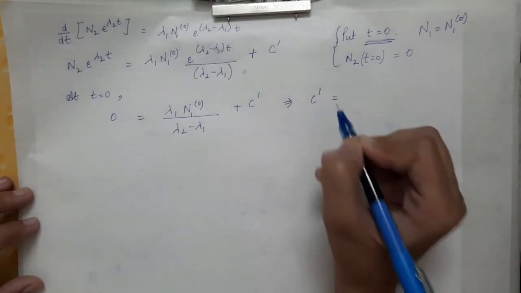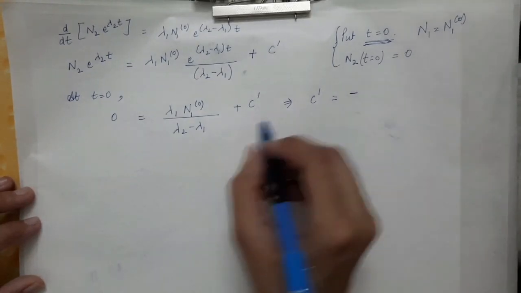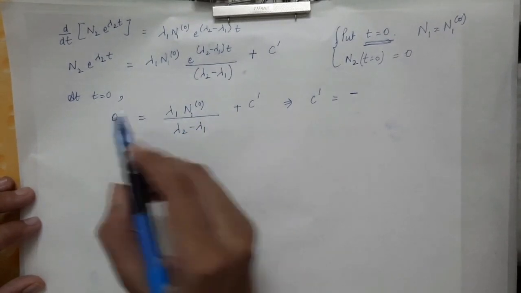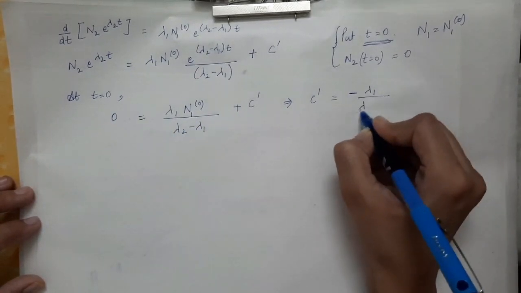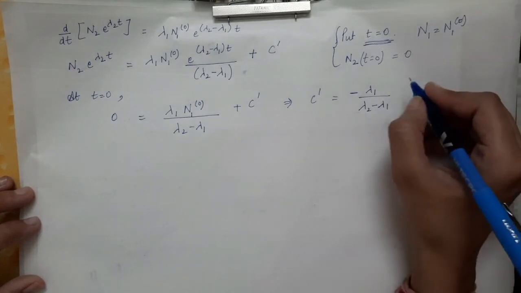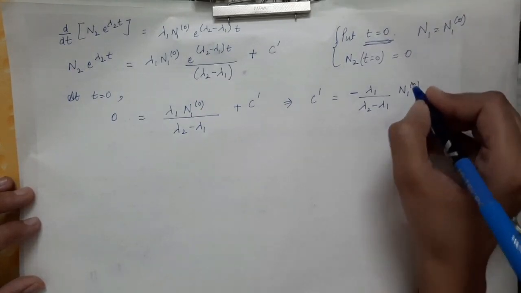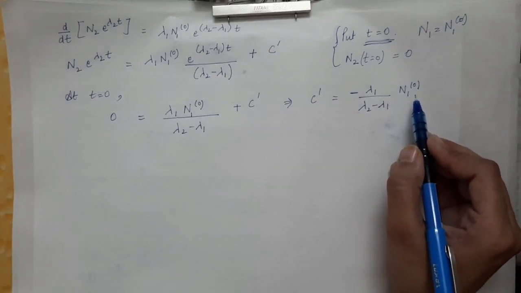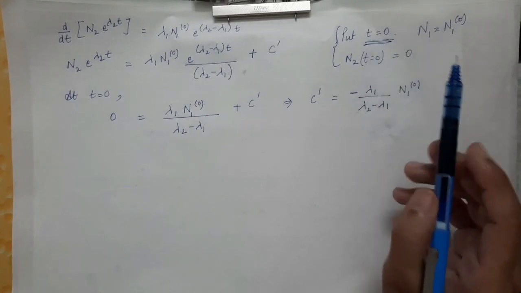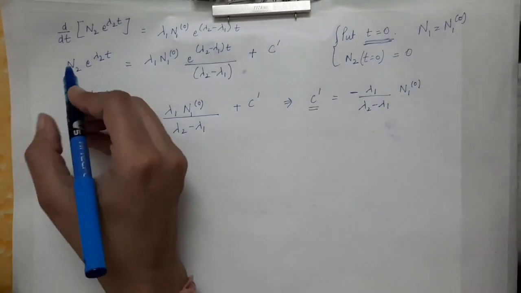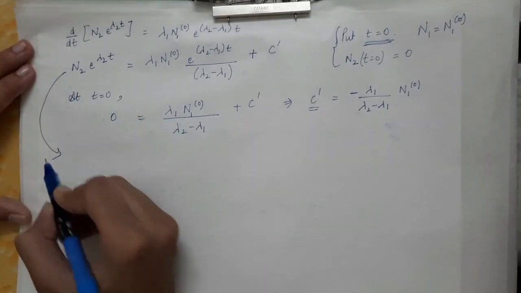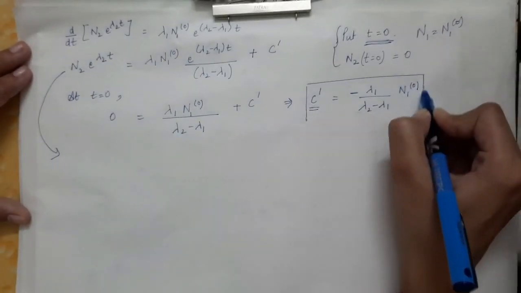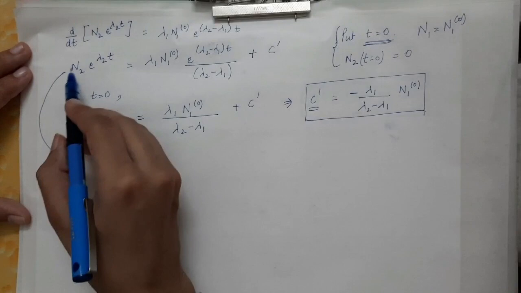Therefore from this equation you can calculate c prime. So c prime will be equal to minus lambda 1 divided by (lambda 2 minus lambda 1) into n10. Keep in mind, n10 is the number of parent nucleides which are present in the sample at time t equal to 0. So this is the constant of integration. We will rewrite this equation and put in the constant that we have evaluated.